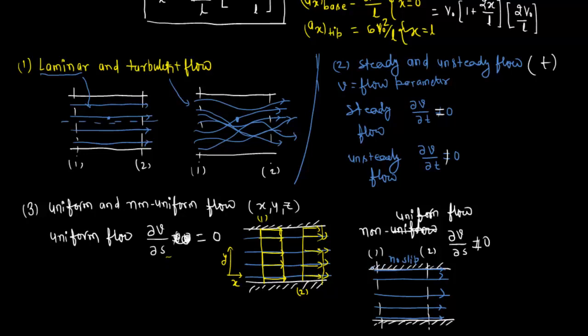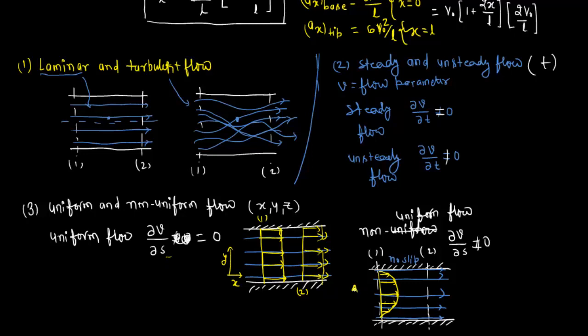With the no slip condition, the fluid layer sticking to the solid surface has zero velocity at this surface, and also at this surface, but the fluid layer at the center line has the maximum velocity. It means there is a velocity gradient over the cross section, and it will look like this. This is the velocity distribution: at the solid surface the velocity is zero, but at the center of the pipe or duct the velocity is maximum.